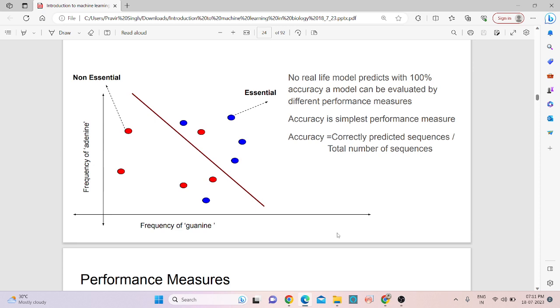In this slide, you can see the line here, the best possible line, separates the data with some errors. One non-essential gene has come into the essential group, and one essential gene has come into the non-essential group. So out of 10 genes, 8 are correctly predicted and 2 are not correctly predicted. So the accuracy is 80%.